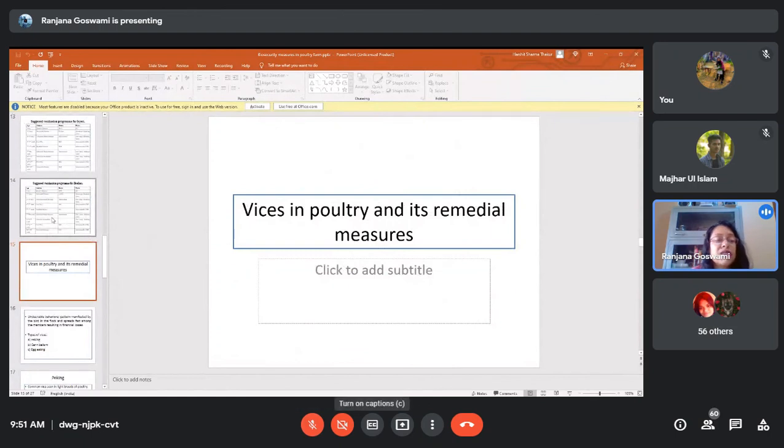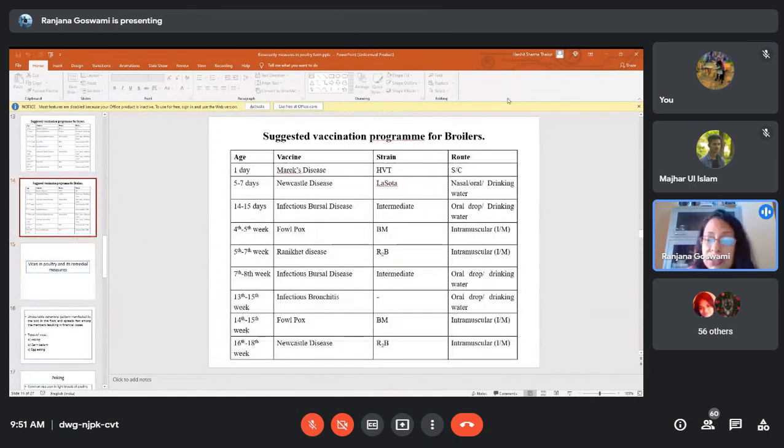So we'll stop here today. What are the biosecurity measures? You just go through it.